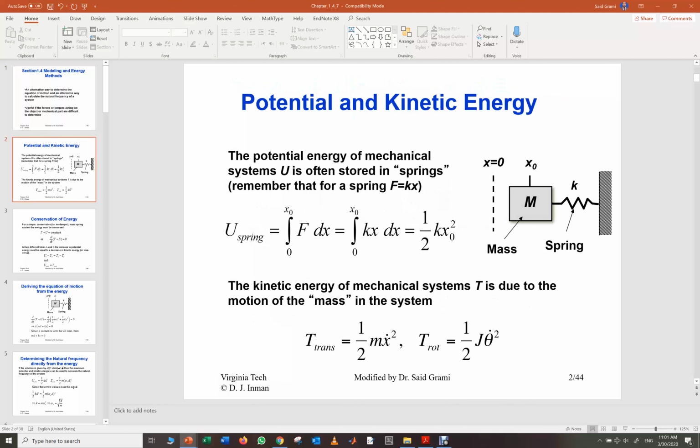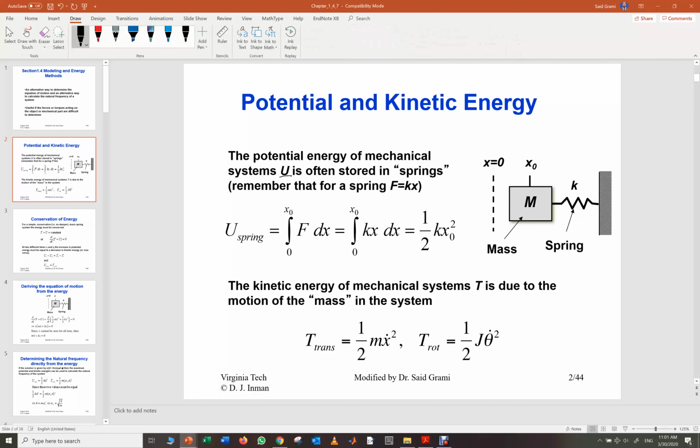So, potential and kinetic energy. The energy in the system are potential and kinetic energy. So if we have elevation, we have potential energy, and if we have motion, we have kinetic energy. So the potential energy of a mechanical system, U. So U is the potential energy. You see here.